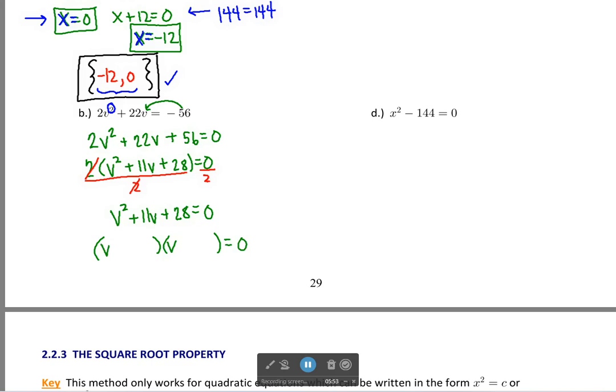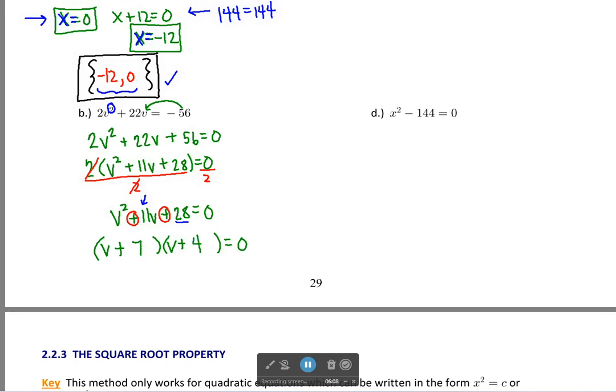Because of our signs, we can tell they're going to be the same sign. Both of them are going to be positive. So we need to find two factors of 28 with a sum of 11. And I think 7 and 4 will do the job.